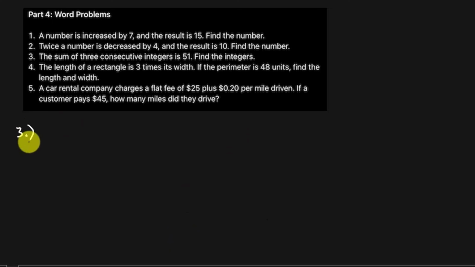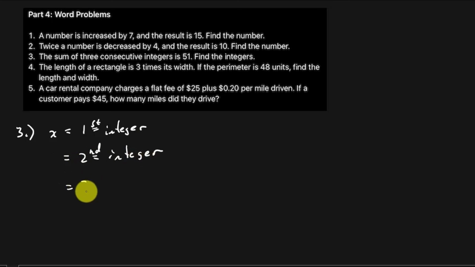All right, this is problem 3. It says the sum of 3 consecutive integers is 51. Find the integers. Let x equal the first integer. Then, since we've got 3, I need the second integer, and then I need the third integer.